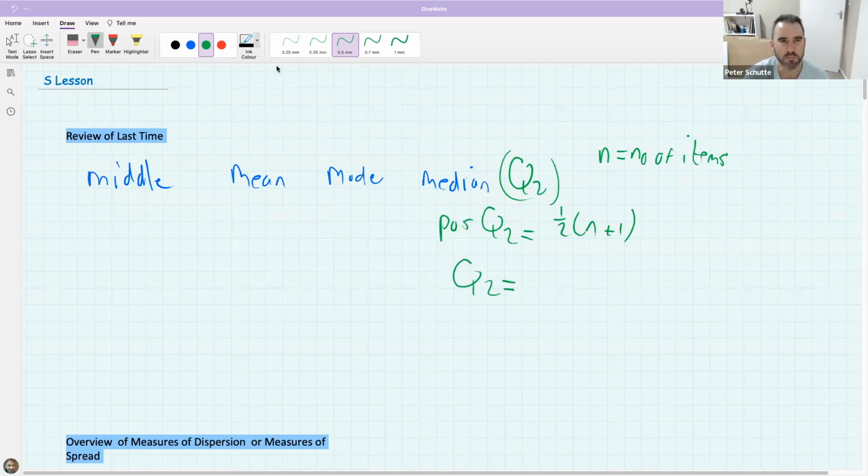What else was a bit special about the median? Can anybody remember something different? The median was a little bit special in some ways. Who can give me a little bit of feedback about what they remember about the median being a bit special? It requires a bit of extra work.